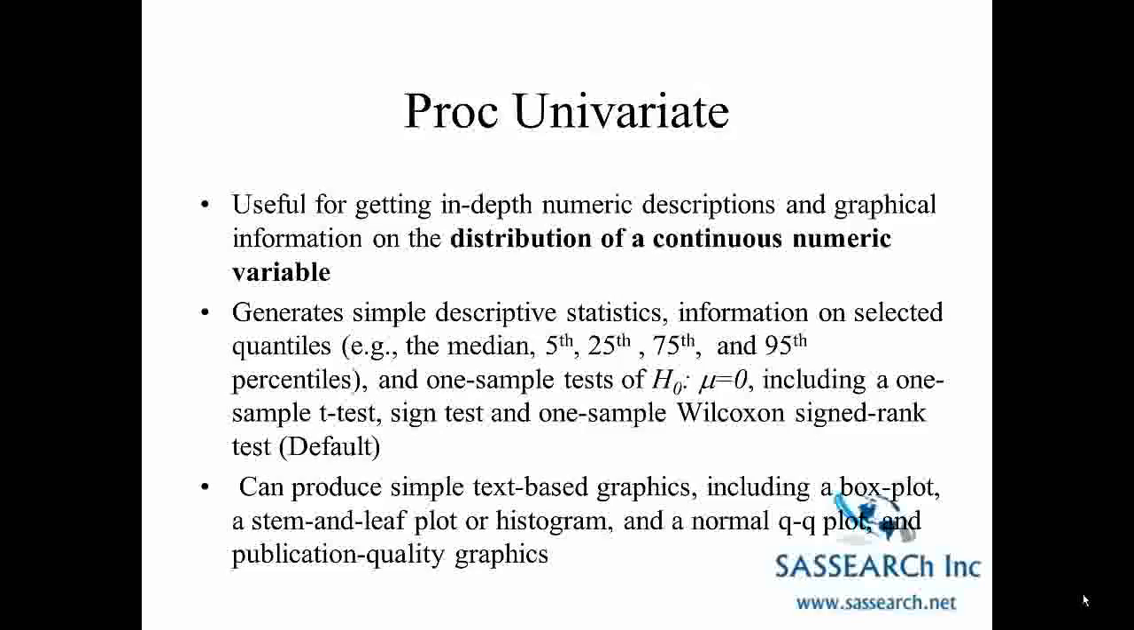PROC univariate is useful for getting in-depth numeric descriptions and graphical information on the distribution of a continuous numeric variable. So it generates simple descriptive statistics and information on selected quantiles, the median, the 5th, 25th, 75th, and 95th percentiles. It also produces one-sample tests, including a one-sample t-test, a sign test, and a one-sample Wilcoxon signed rank test. And this is all done by default when you do PROC univariate.